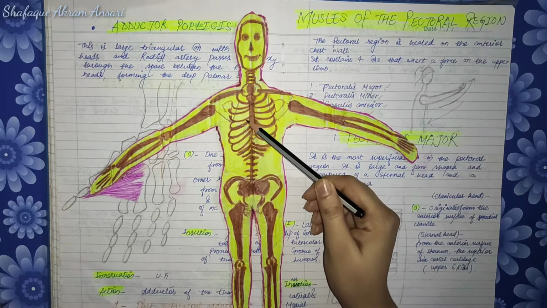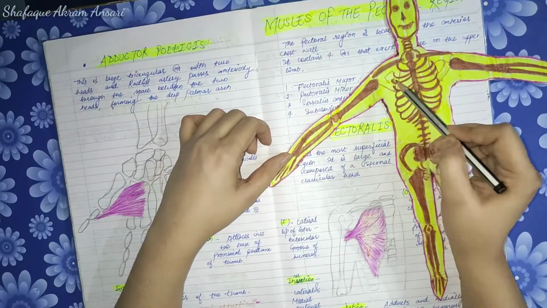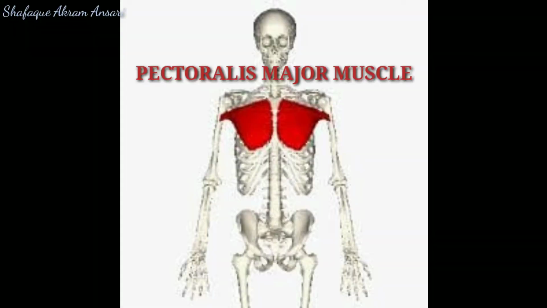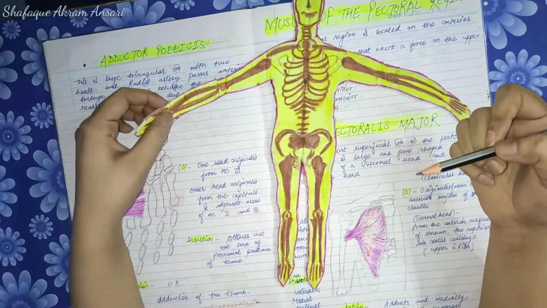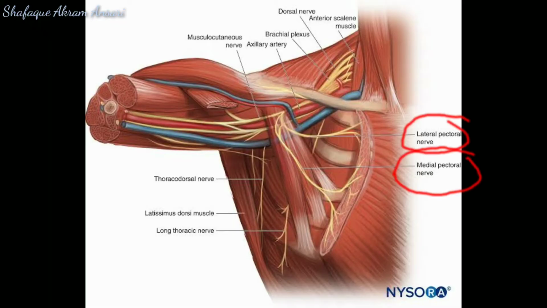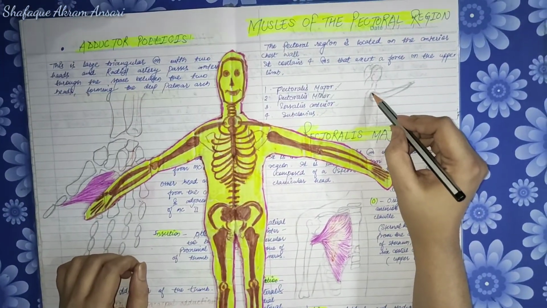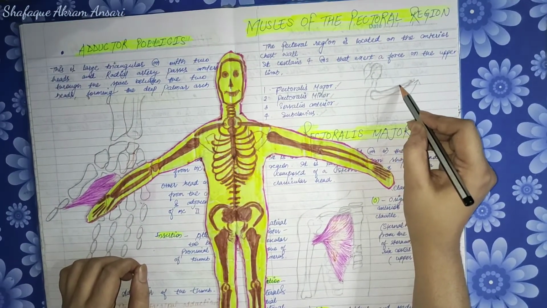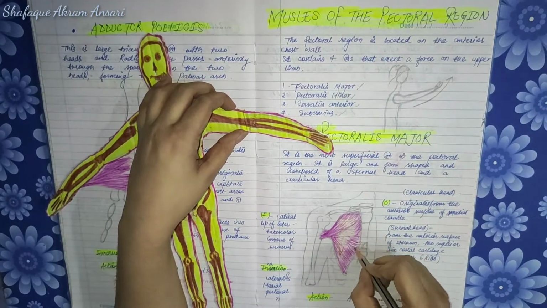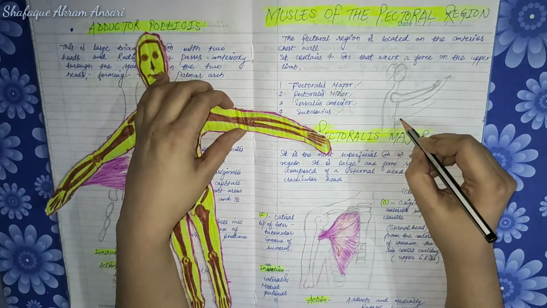Upper 6 ribs will insert on the lateral lip of intertubercle groove of humerus. Its innervation, lateral and medial pectoral nerve. Its action, the clavicular head flexes the humerus, and when the arm is in flexed position, the sternal portion of Pectoralis Major will perform extension of humerus back to the anatomical position.